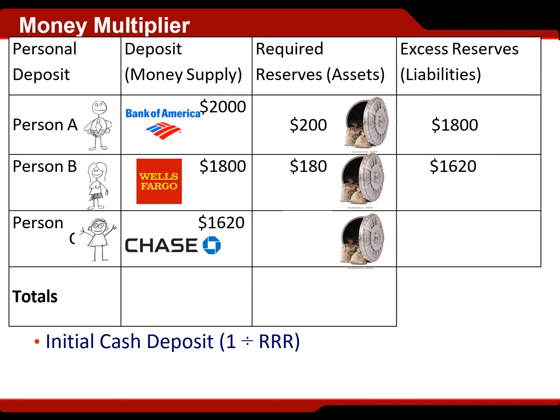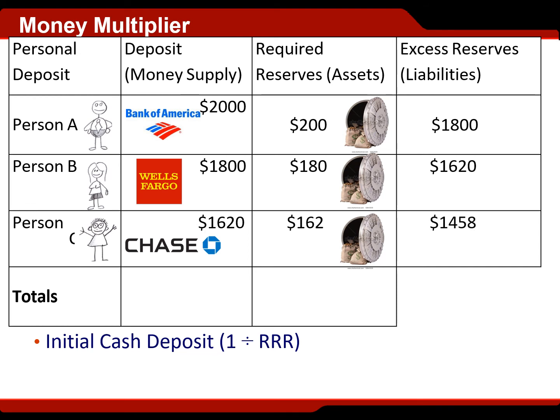Now, Chase, of course, they're required to put some money in reserve, 10%. How much is that? $162. It would not be 1,000. And if they put $162 into reserve, how much is left over? Yeah. Take a minute, calculate it. Got it? Okay, cool. Yeah, $1,458.